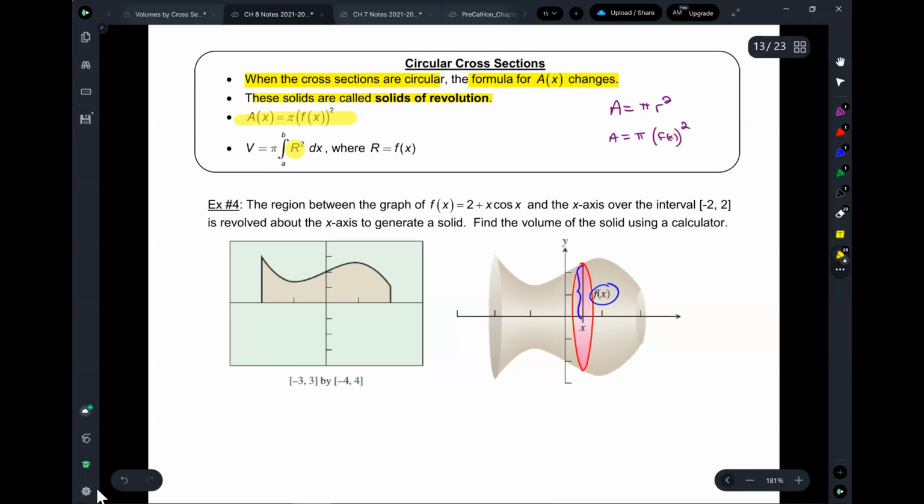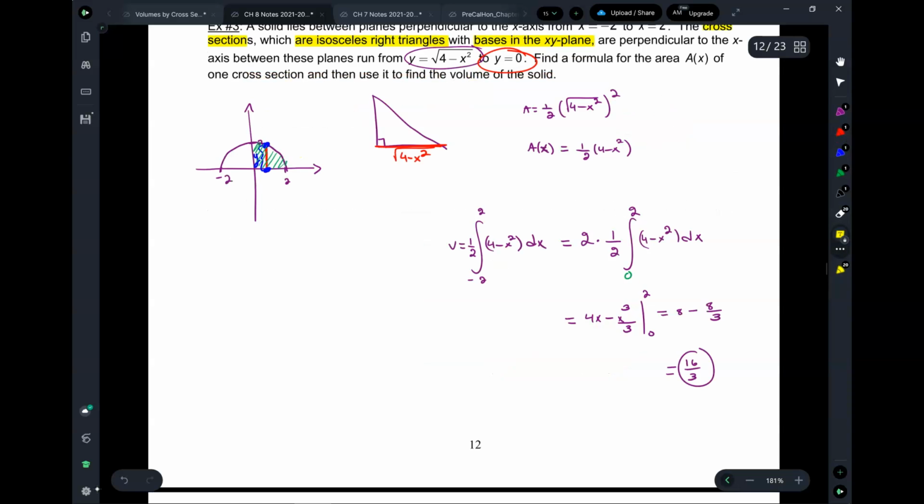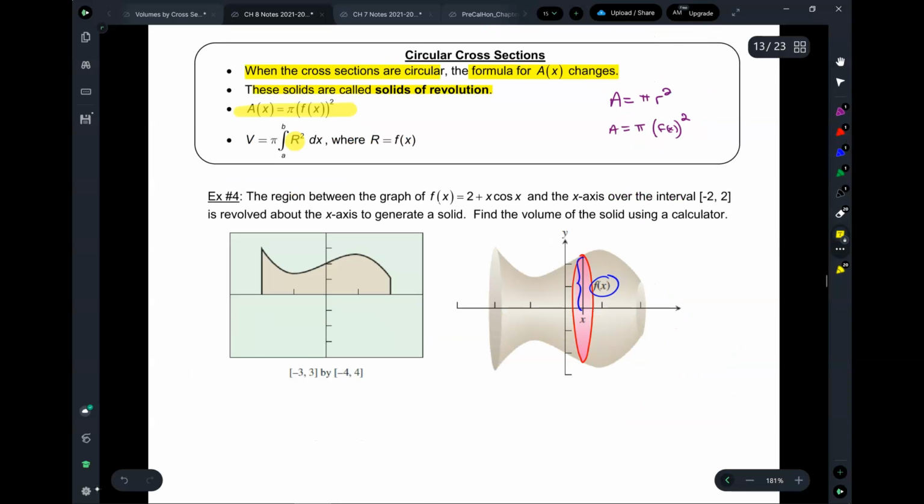Okay, so this time, we rotate the shape around the x-axis. So take a look at what it says. The region between the graph of f of x equals 2 plus x cosine x and the x-axis over the interval -2 to 2 is revolved about the x-axis. And when we say that, we put this symbol on it, revolved around the x-axis.